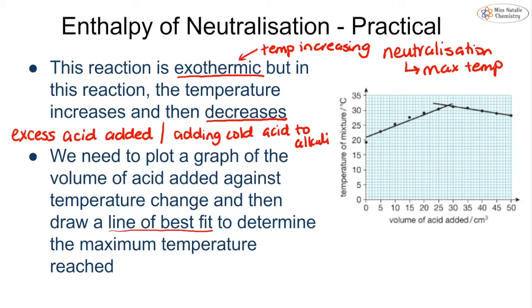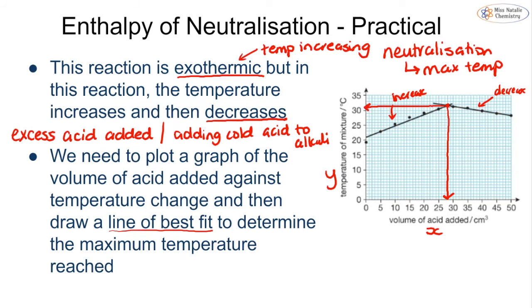So I have my volume of acid along my x-axis and my temperature along my y-axis. I draw 2 lines of best fit. So this one showing the increase, this one showing the decrease. And where these 2 lines cross over, so at this point here, that is going to be the volume of acid that I need in order to neutralize, and it is also going to show the maximum temperature.